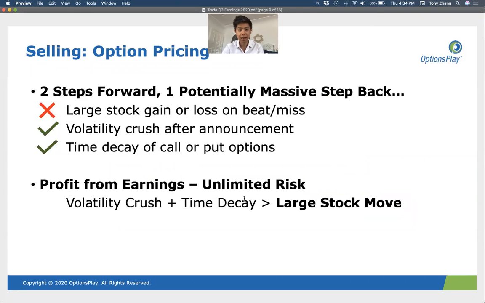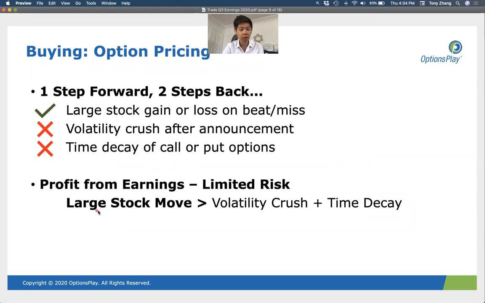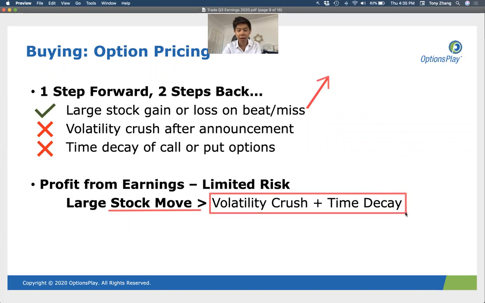where you actually have a stock move. The stock moves in the direction that you expect it to, but it doesn't move far enough, just a little bit, in the direction that you expect it to. So the stock maybe beats on earnings, but only moves up 0.5% or 1%, meaning you get a move, but it's not large enough to overcome the volatility crush and time decay.